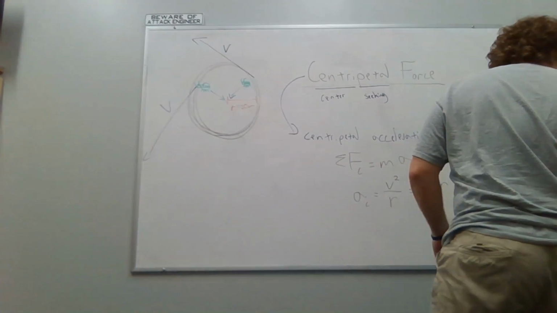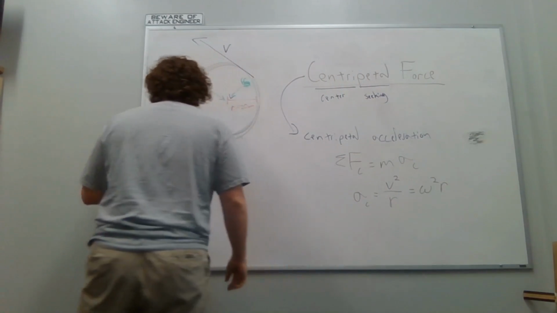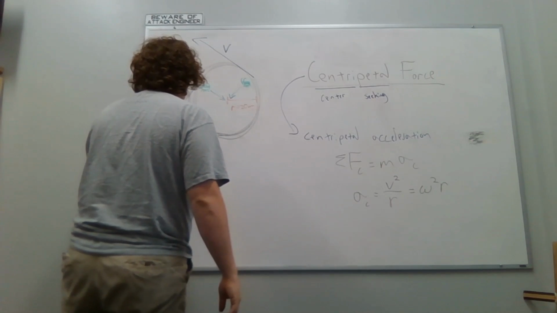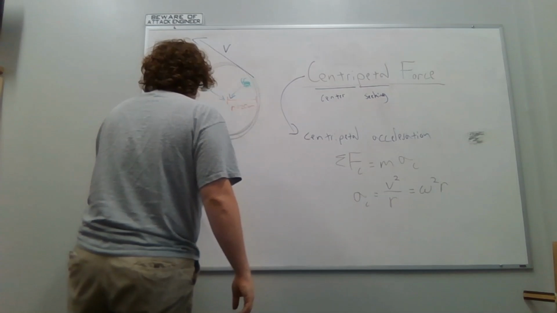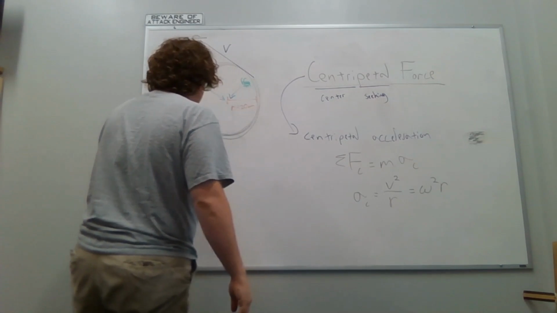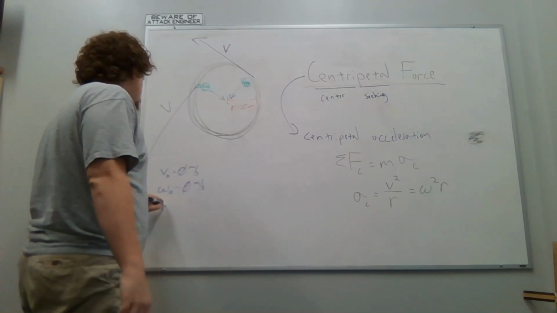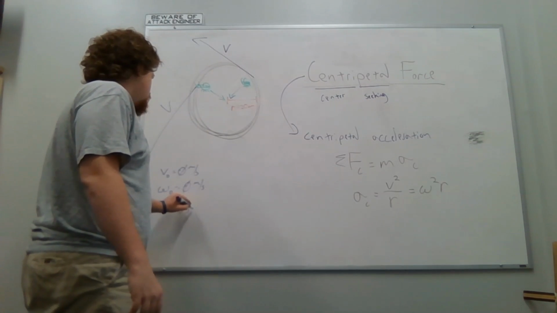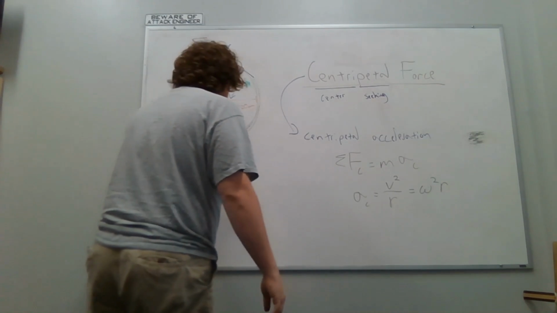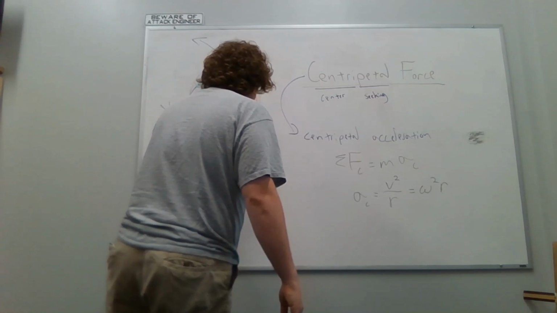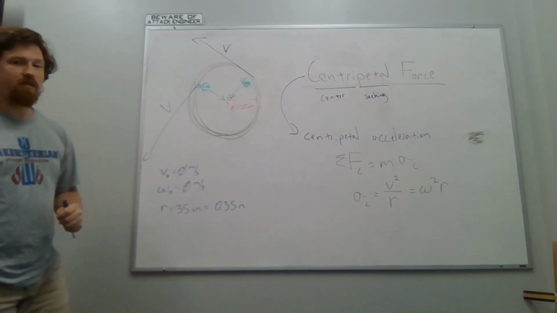So, we have a sling in this example. The sling begins at rest. What that means is all of its velocities begin at 0. Its linear velocity begins at 0. Its angular velocity begins at 0. We know that from the fact that it begins at rest. We also know the radius of this sling. The problem says it is 35 centimeters. I'm going to go ahead and convert that to meters because we like all of our displacement units to be in meters. So this is the radius of the slingshot.